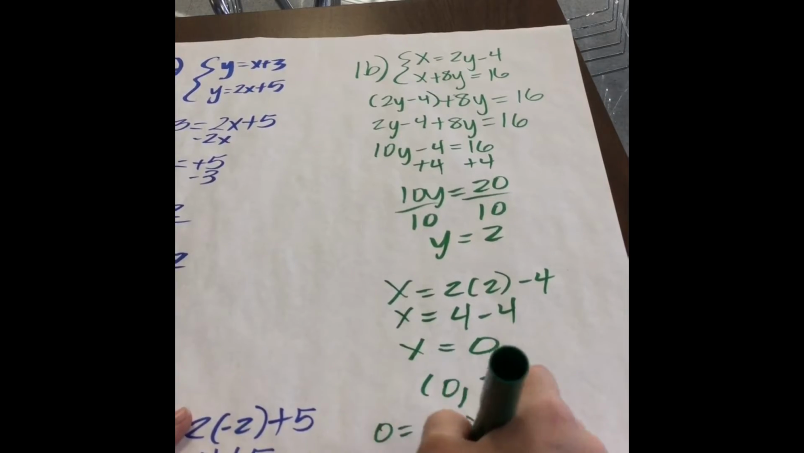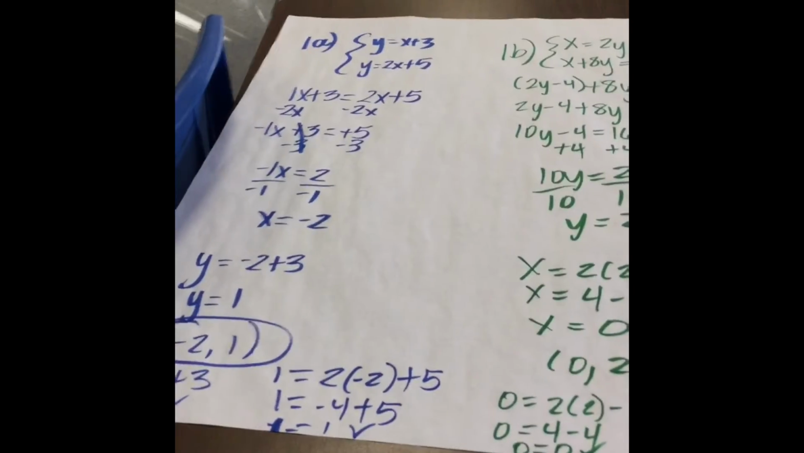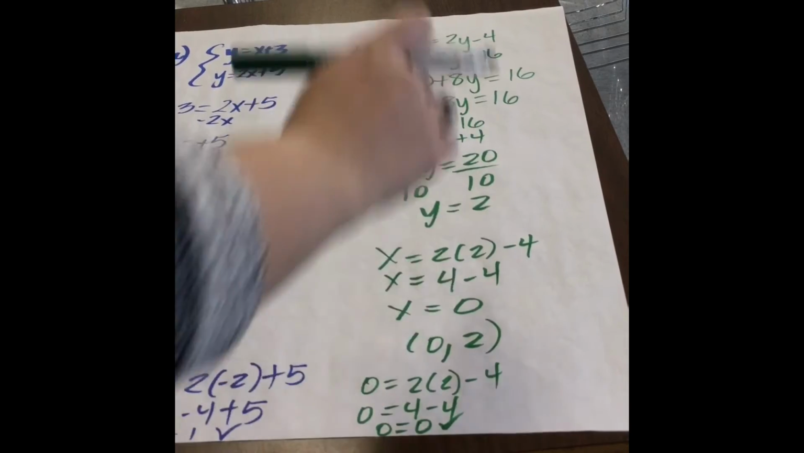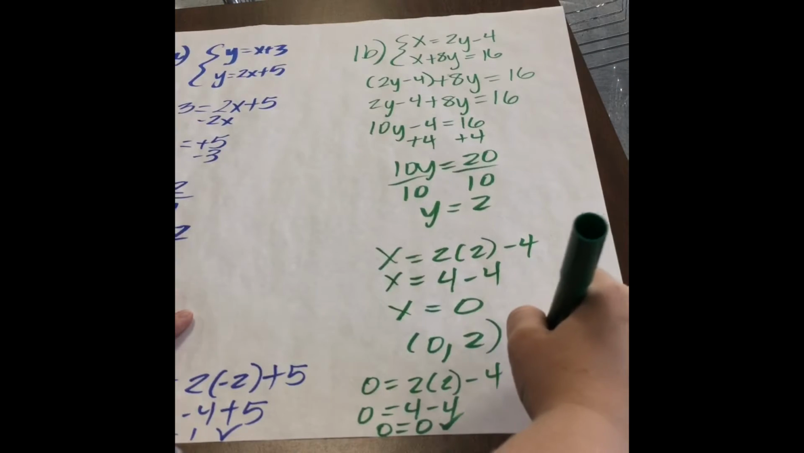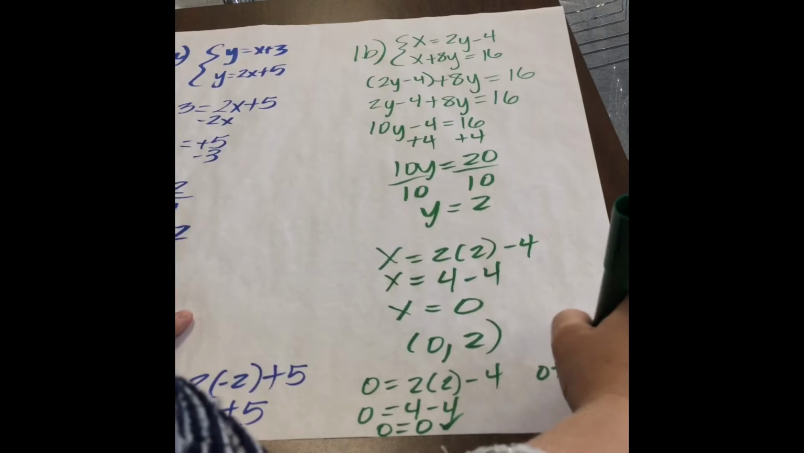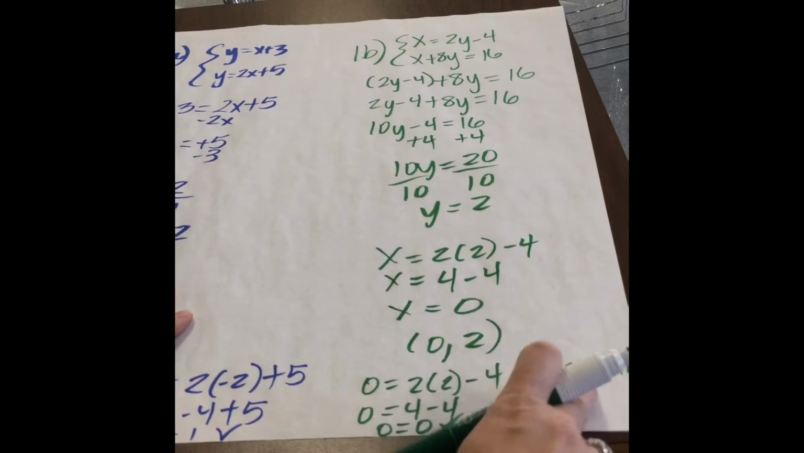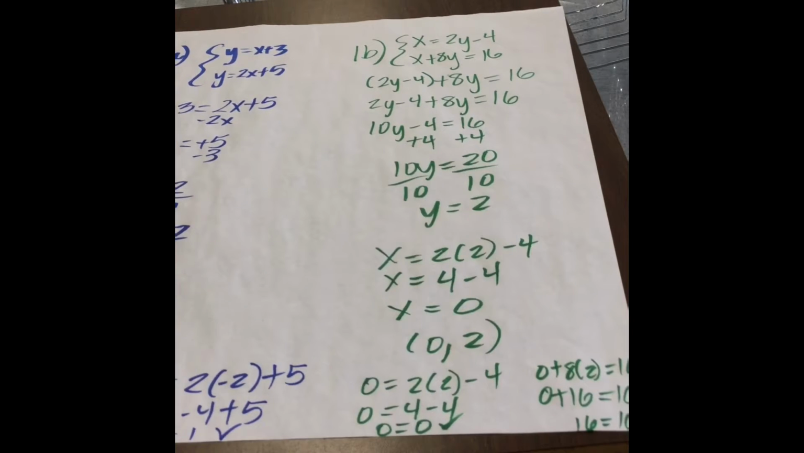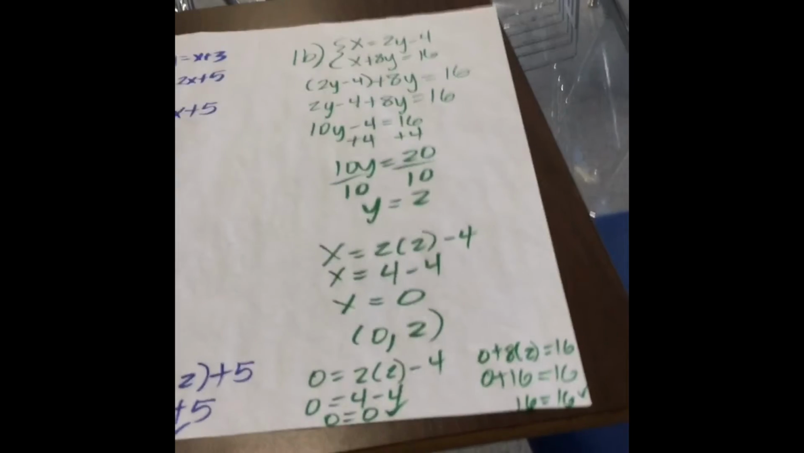And once I simplify that down, oh, it does check out. 0 does equal 0. So now I test it in the second equation. 8 times 2 is 16. 16 plus 0 is 16. So that one checks out as well. So I know that my solution is correct.